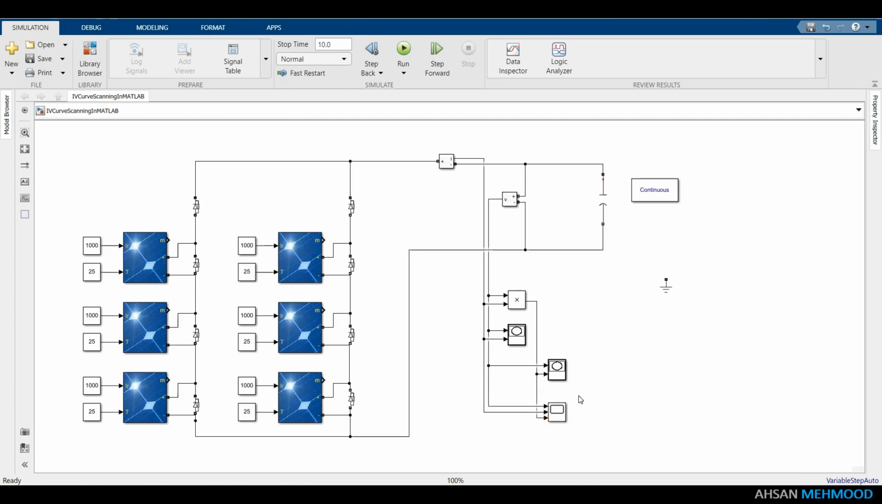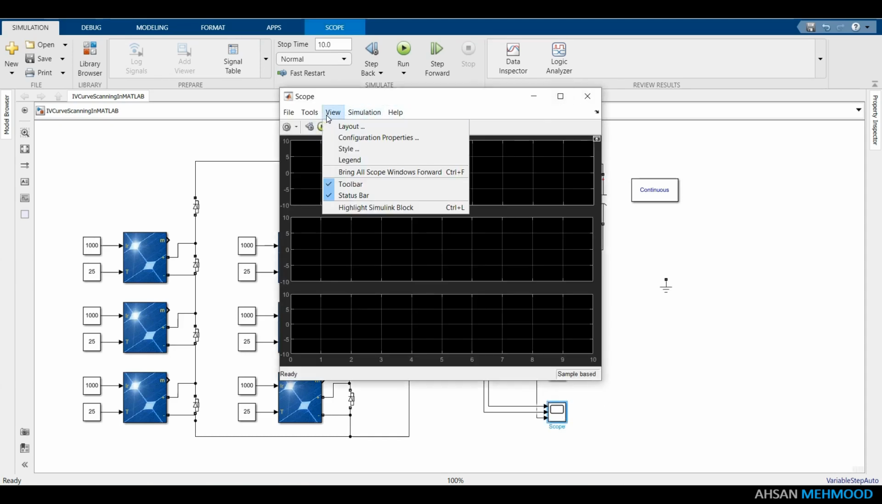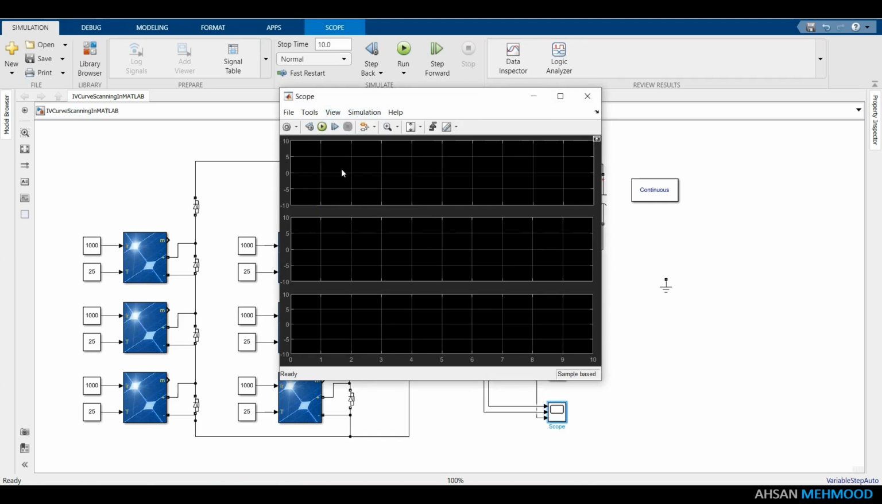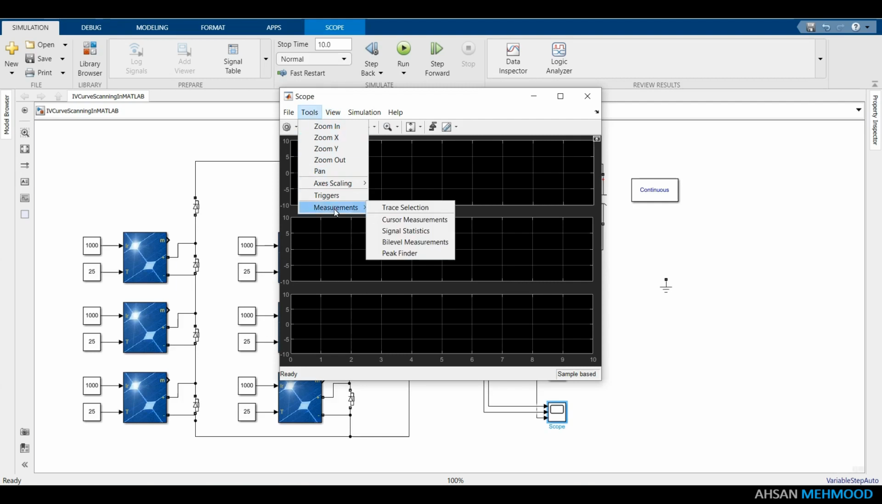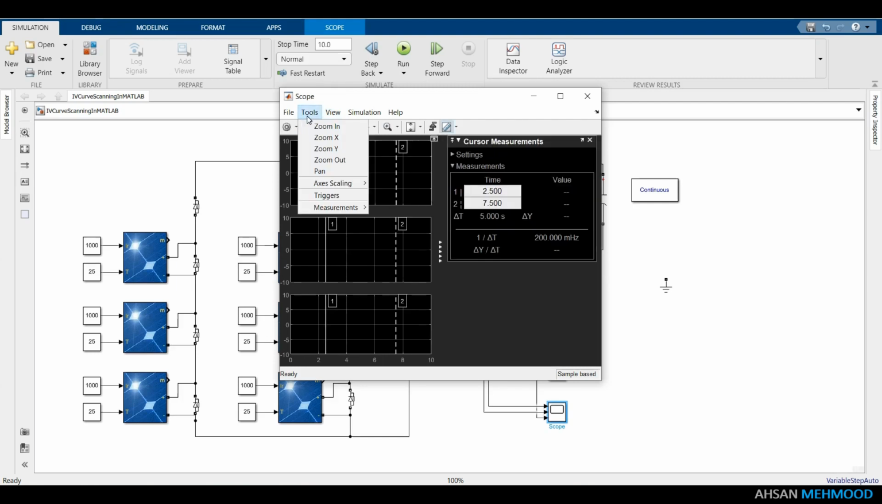After double-clicking on scope, go to the View tab and select the layout as displayed on the screen. Also in the View tab, check the Legend option. Now click the Tools tab and in the Measurements section, confirm the options for cursor measurements and signal statistics.